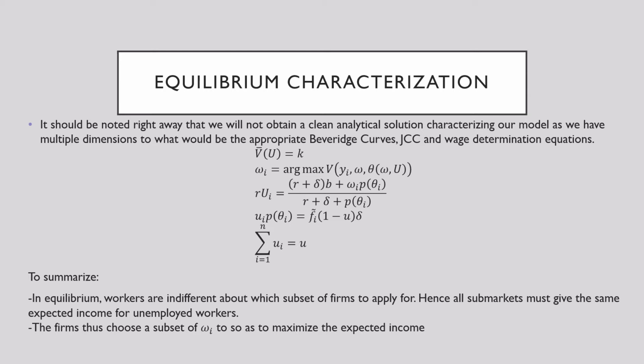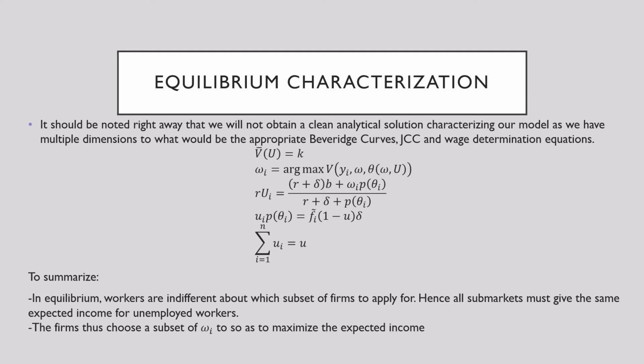To characterize this, we note that the value of our vacant firms in equilibrium is going to approach this setup cost K. Our wages for firm i are going to be derived through this maximization of V, which is our vacant firm's value. Our unemployed workers' value is going to be characterized by this equation here. This is, again, the non-recursive part over here. So we do have an analytical solution right here for each submarket i.